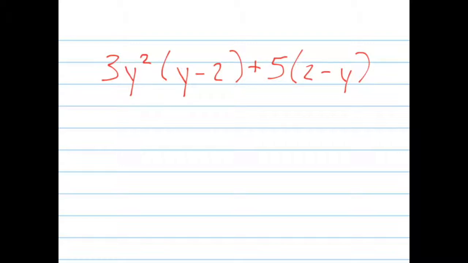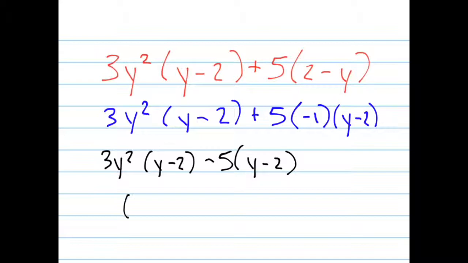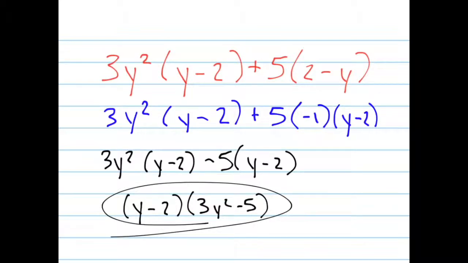Think about this. If they're exact opposites, that means that 2 minus y is the same as negative 1 times y minus 2. That's what it means to be exact opposites, right? So what I can do is take that negative 1 and apply it to the 5 instead. Now I've got 3y squared times y minus 2 minus 5 times y minus 2. Now what do they have in common? Y minus 2. And what's left over when I take that out? 3y squared minus 5. Remember, we changed the sign with that negative 1. So far, so good?